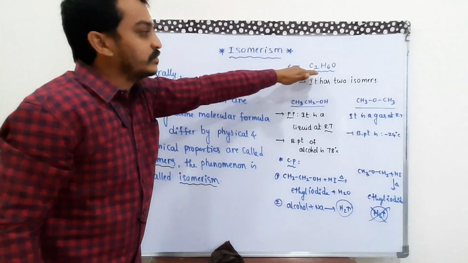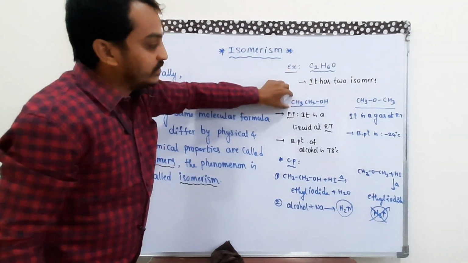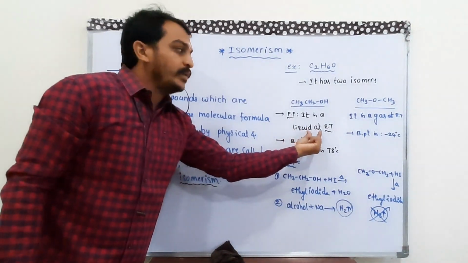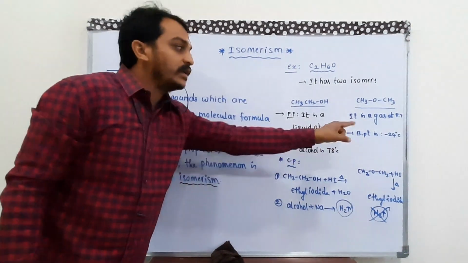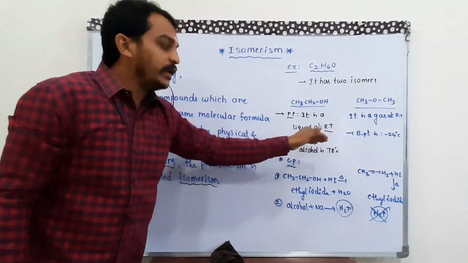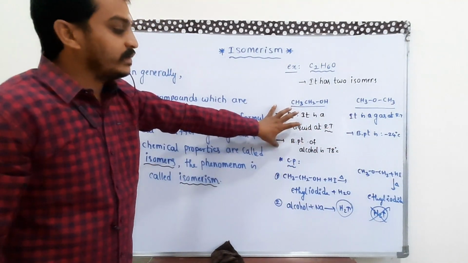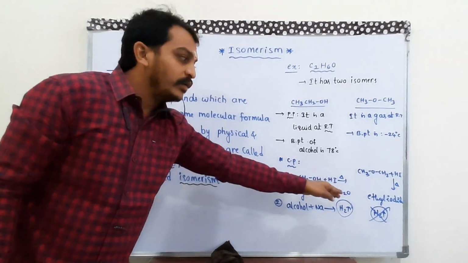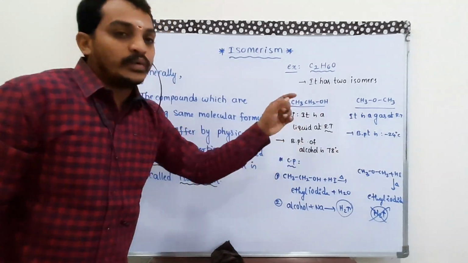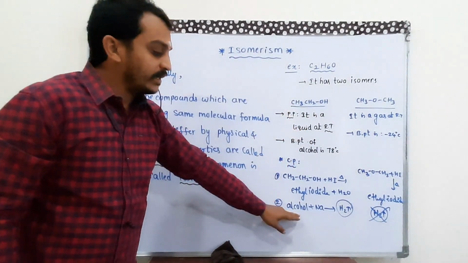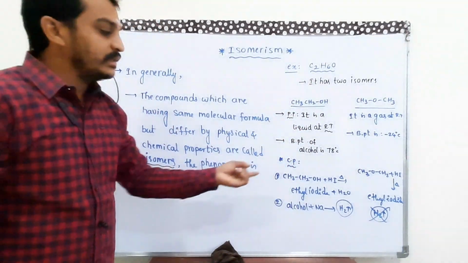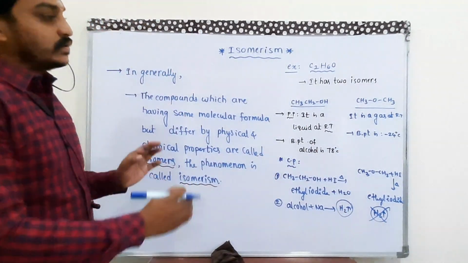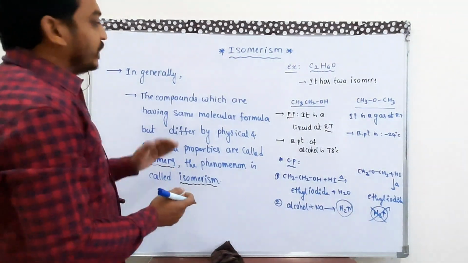The same molecular formula has two isomers, one is the alcohol, another one is the ether. At room temperature one exists in the liquid state and the other in the gaseous state, so the boiling points also differ. These are the physical properties. In the chemical properties, one produces ethyl iodide with water, but the other produces only ethyl iodide. In the second case hydrogen gas is evolved, but in the ether there is no reaction taking place. These are the general information about isomerism.